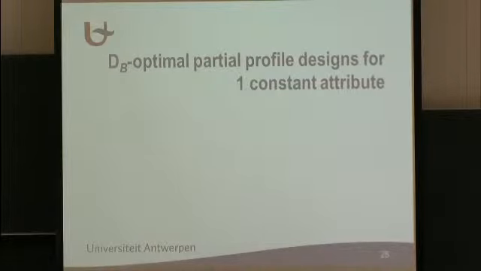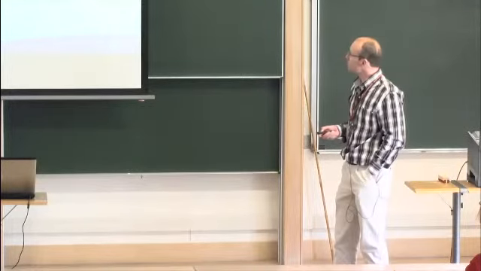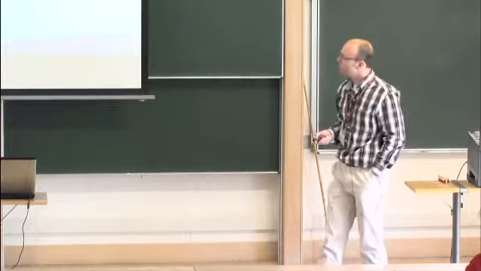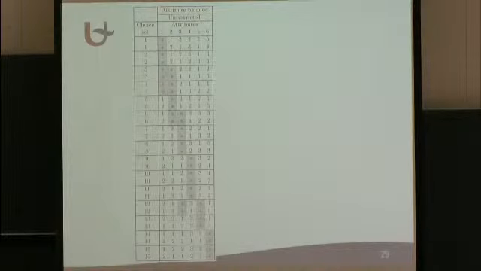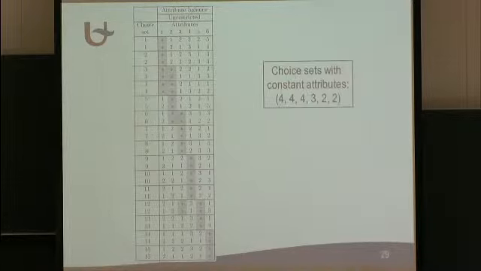Then let us have a look at the first couple of partial profile designs where we want to hold 1 attribute constant. Here we have the result of our algorithm that uses attribute balance and the unrestricted coordinate exchange algorithm. If we use that algorithm, then in theory every attribute should be held constant equally often, but this is not true. For some of the attributes there is more level overlap than for others.